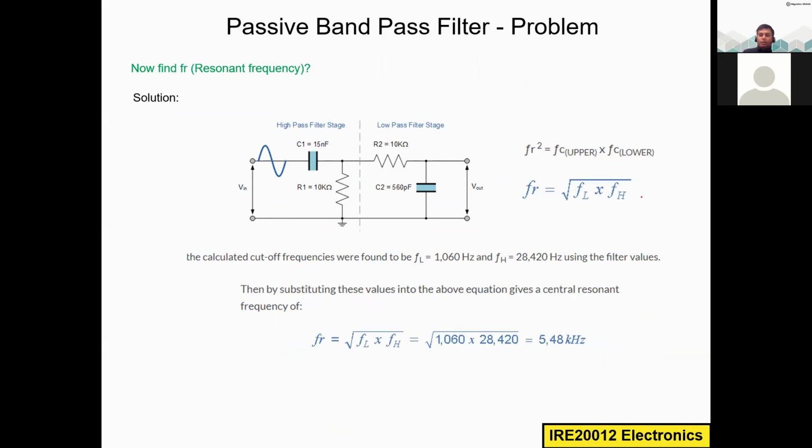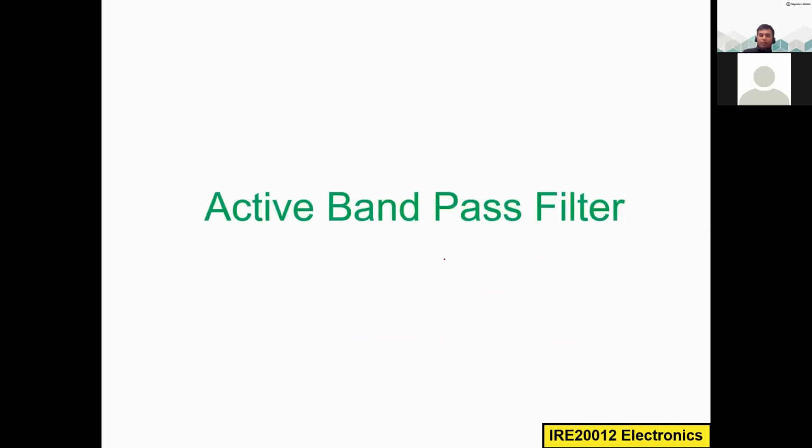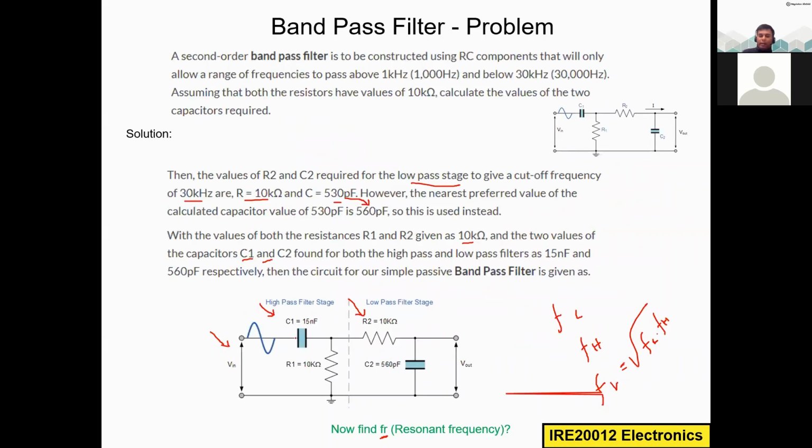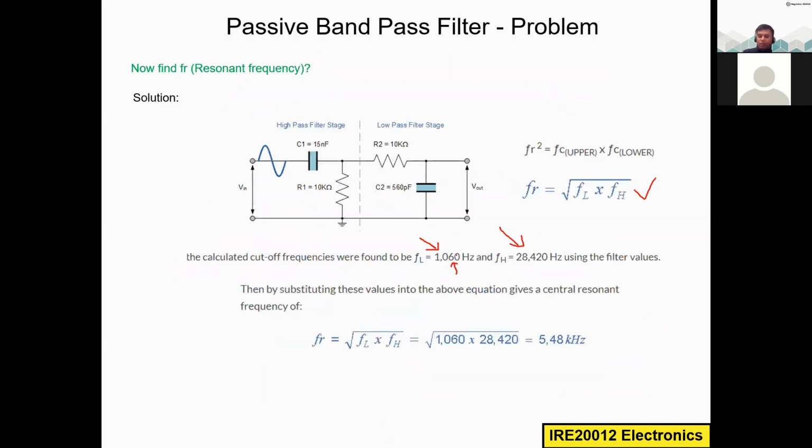So FR is like this, the formula. The lowest cutoff frequency is 1000 hertz and the highest cutoff frequency is 30,000 hertz. Of course, after I found the resistor and capacitor values, if I calculate this FL, I just apply 1 divided by 2 pi R1 C1. Then I get 1060 here and 28,420.